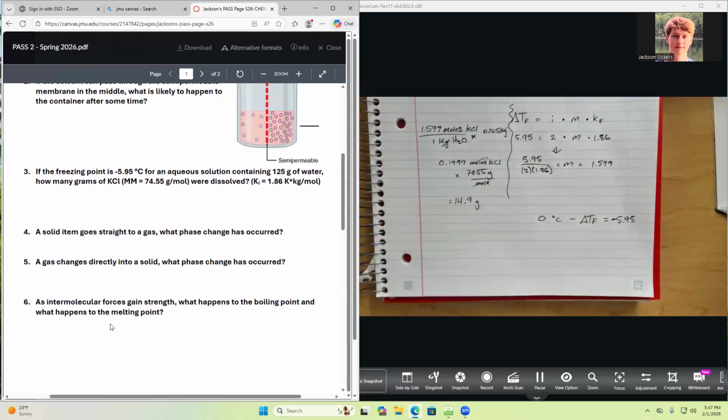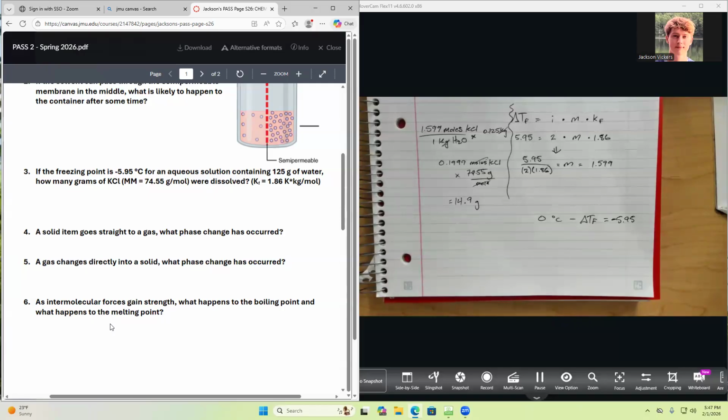Okay. Next few are real quick. These are like you either know them or you don't. And hopefully these will be a couple free points on your quiz because he likes to throw in some conceptual problems like this every now and again. So, what is the name for when a solid goes straight to a gas? The scientific name.